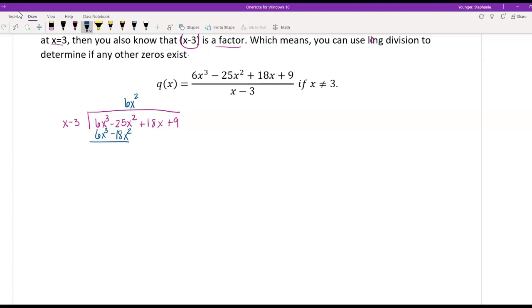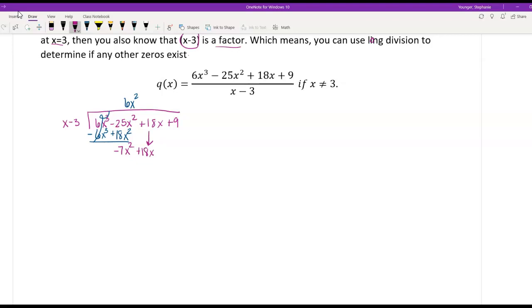All right, my goal is to cancel these out. Right now, they are the same, so I need to make them opposite. To do that, I have to subtract. So if I subtract here, I change this sign here to an addition. These will cross out, and this now becomes negative 7x squared. And now I just drop down that plus 18x.